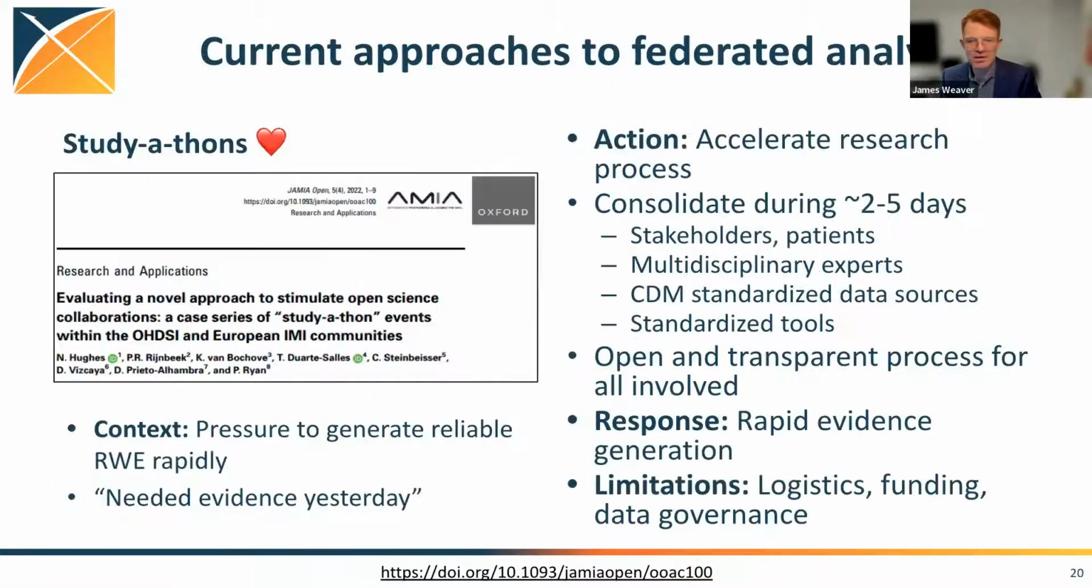Next, please. Now, finally, I'll move to the main topic of this discussion, where I'll introduce one current approach to distributed analysis with a practical use case: research sprints that we refer to as study-a-thons.